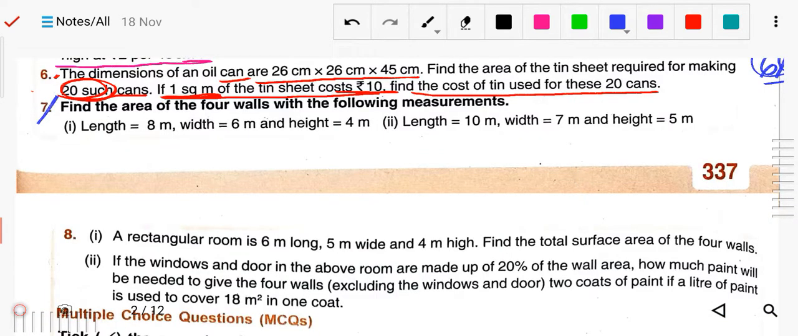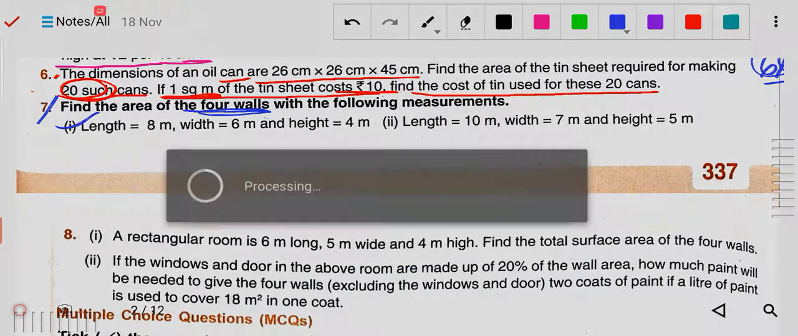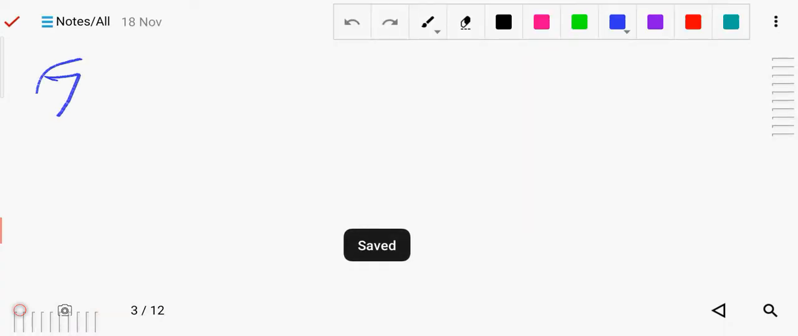Now next question number 7, find the area of 4 wall with the following measurements. So 4 wall means lateral surface area we have to find. Okay, so this question number 1 I will do for you.